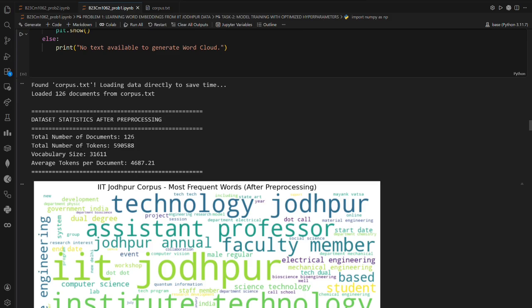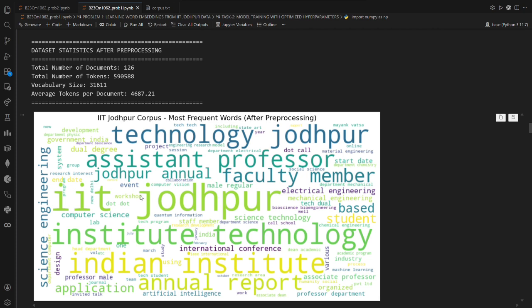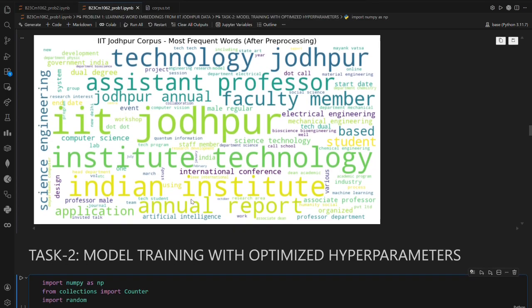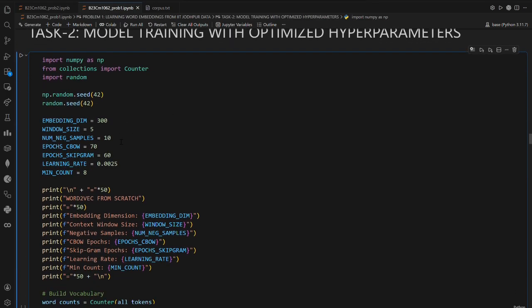So here you can see the total number of documents is 126 and the tokens are these many, and this is the word cloud. So here IIT Jodhpur emerges as the top word, then institute, technology; these are all the words in the data set. Now we move on to the model training.